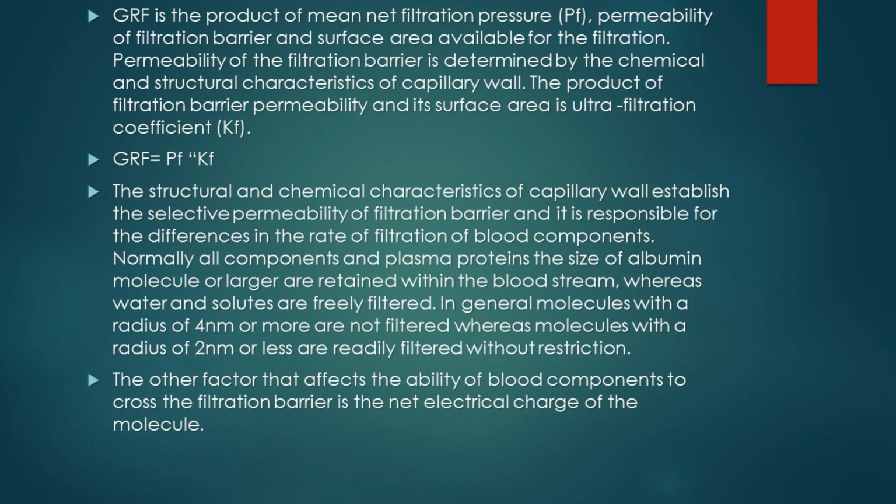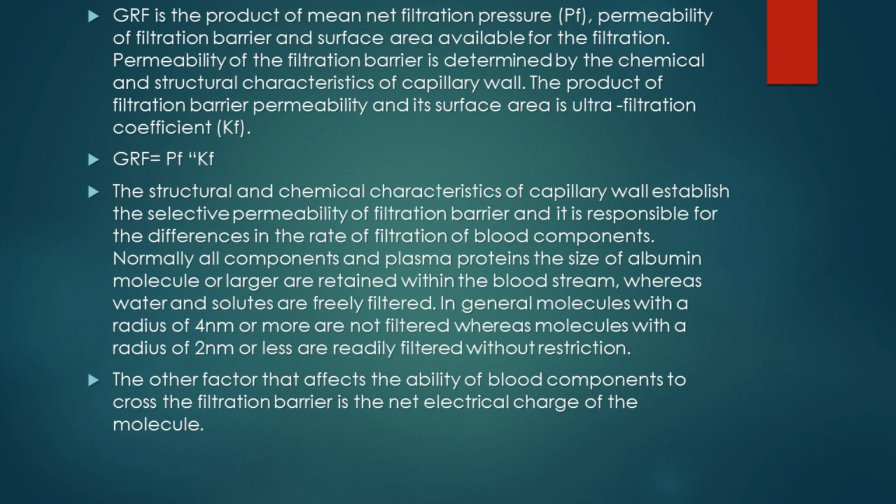Now come to GFR. It is the milliliters of glomerular filtrate formed per minute per kg of the body weight. And this glomerular filtration rate depends upon the permeability of the filtration barrier and surface area available for the filtration. So the permeability of the capillary wall or this filtration barrier is determined by the chemical and structural characteristics of the capillary wall or this filtration barrier.